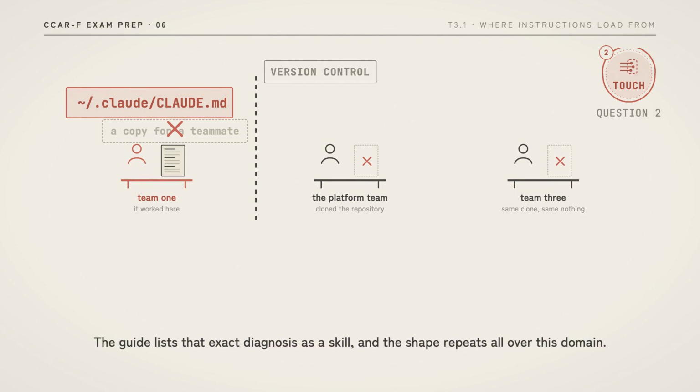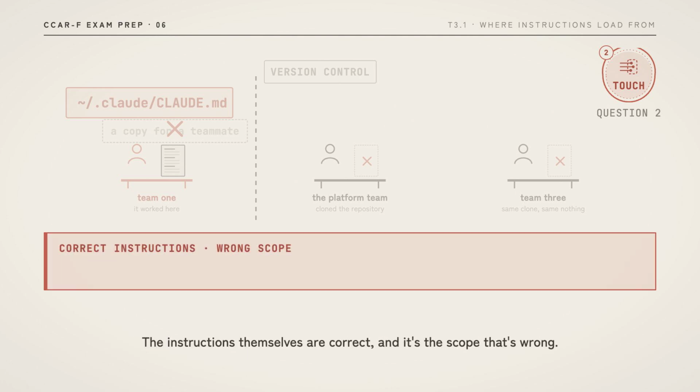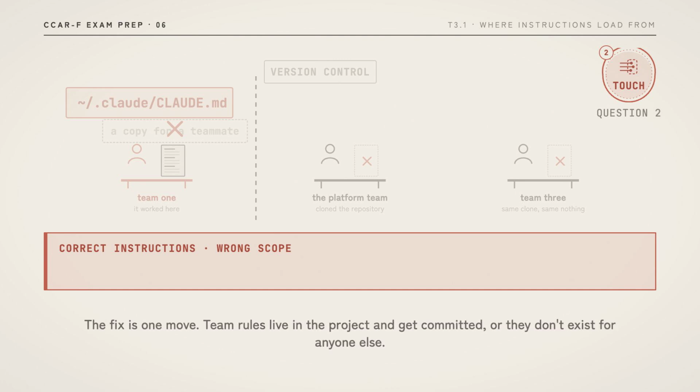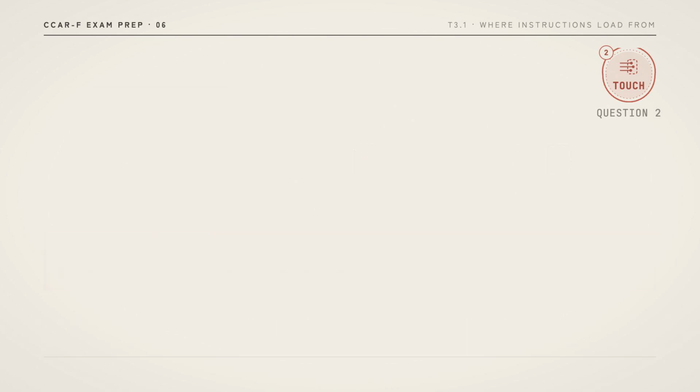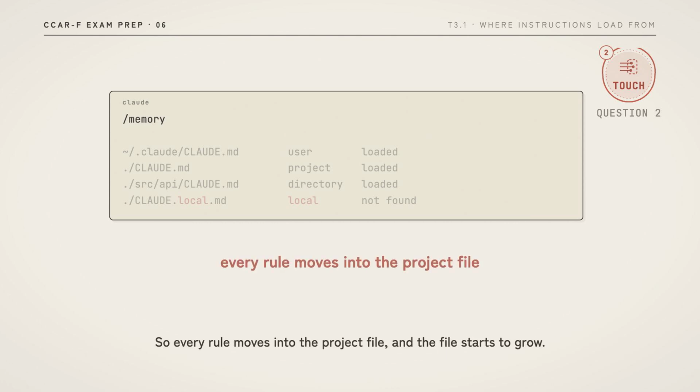The guide lists that exact diagnosis as a skill, and the shape repeats all over this domain. The instructions themselves are correct, and it's the scope that's wrong. The fix is one move. Team rules live in the project and get committed, or they don't exist for anyone else. And you never guess, because /memory lists every memory file that's loaded with its scope. So every rule moves into the project file, and the file starts to grow.